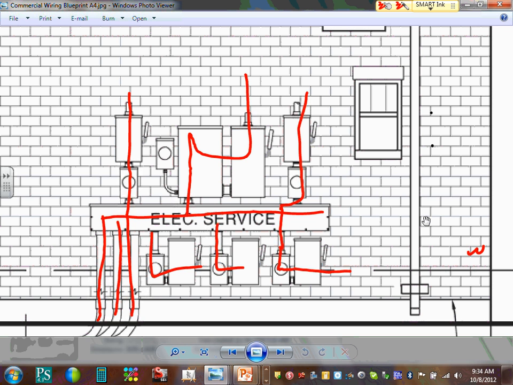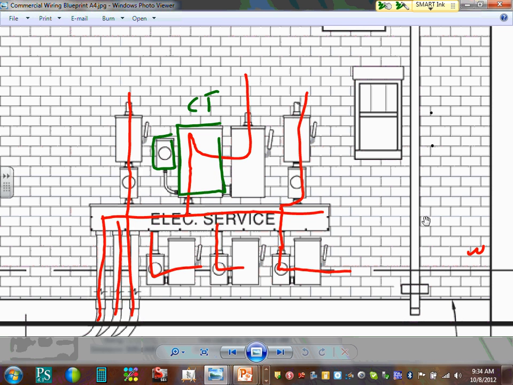Did we meet the code? Yep, 6 disconnects. This is probably one of the most important things. It shows you how your service is going to be set. How many of you guys have seen these all the time? If you go to strip malls, typical. Very typical. Now, I know, Brian, my friend, you asked about this. This is a special case where they have another box. This is where your CT cabinet is going to be, and this is your meter.